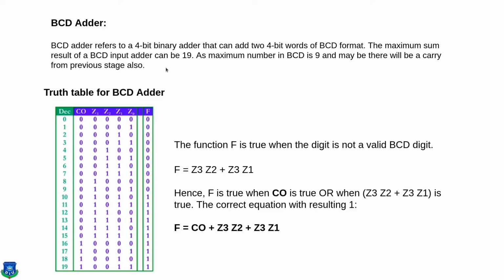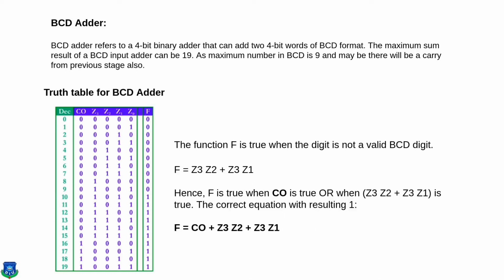4 bits are needed to represent all BCD digits 0 to 9, but with 4 bits we can represent up to 16 values. The extra 6 values are not valid BCD digits. Whenever the sum result is greater than 9, it will not be in BCD and will require correction, and that is to add plus 6 to the result. Here is the truth table for BCD adder.